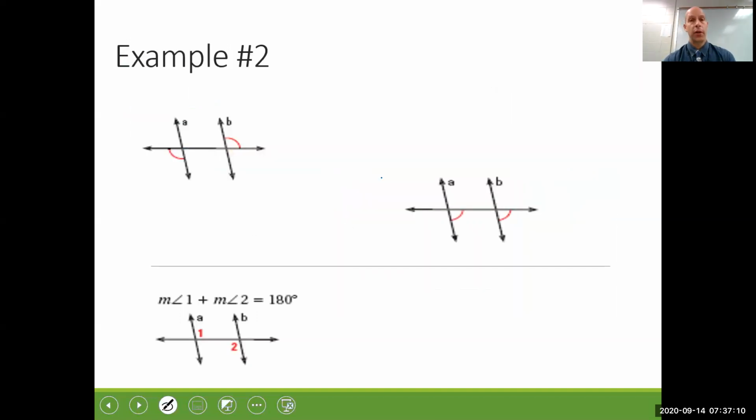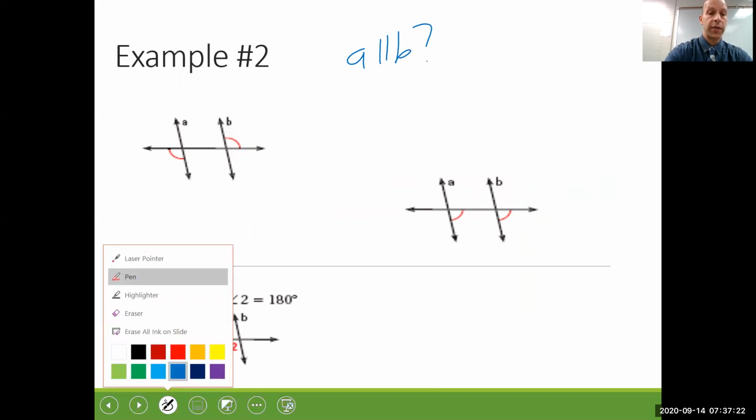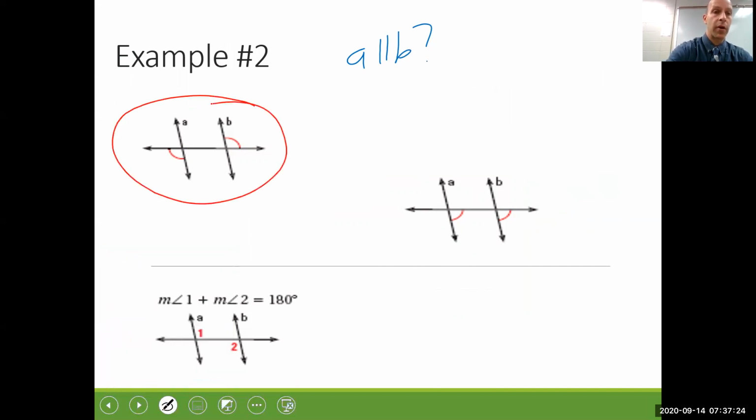So here in example 2, I would like to just go through 3 examples. I didn't even type any directions. My question is, are lines A and B parallel? Let's start with this first one. Let's not call it problem A, because then you might confuse that. We'll call that problem 1. So are lines A and B parallel there? And if they are parallel, how do you know they're parallel?